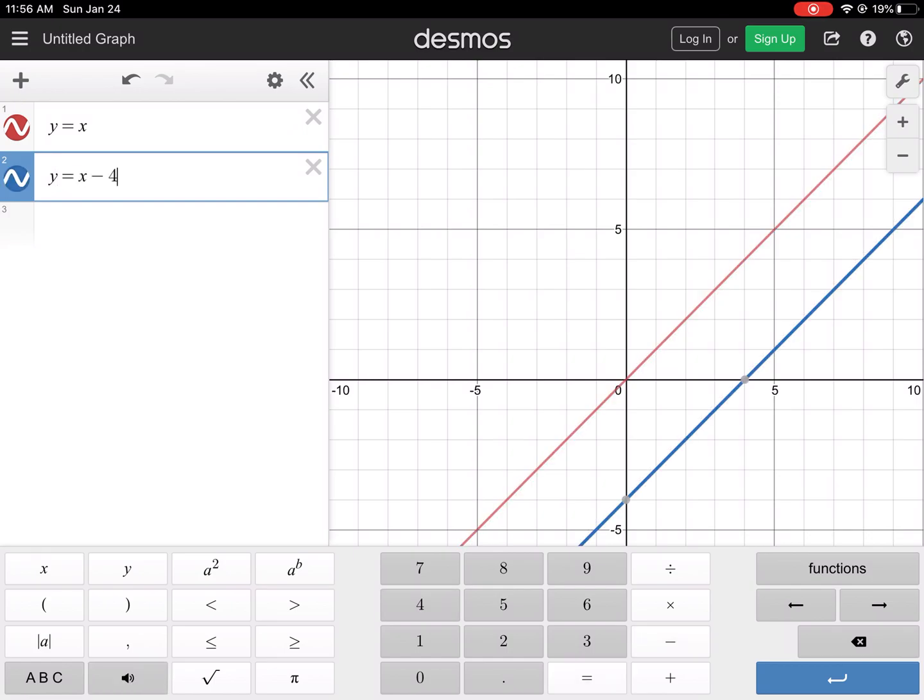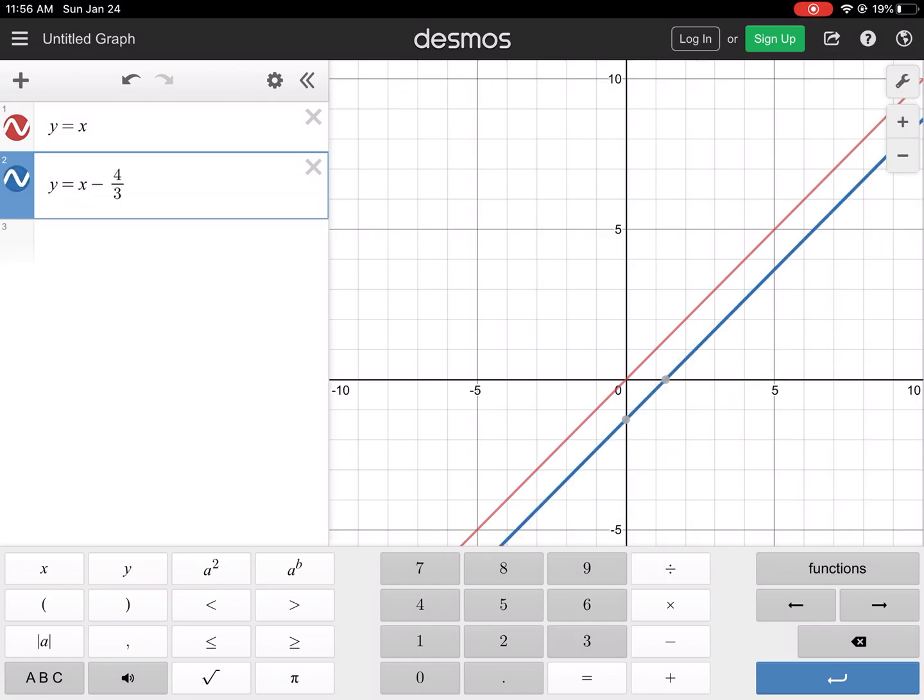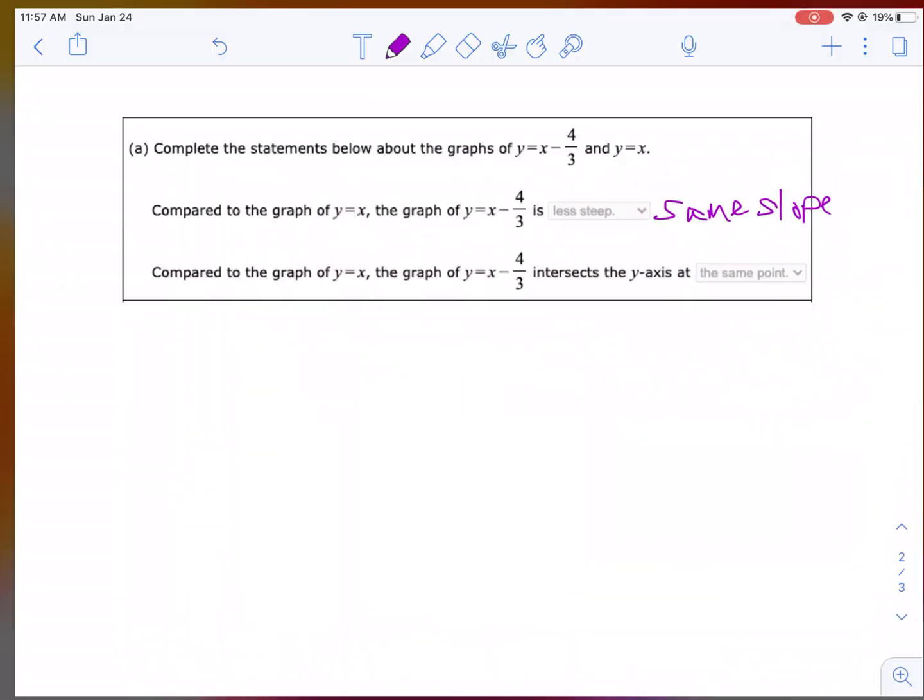And then we'll do y equals x minus 4/3. Notice these two lines are parallel. So they have the same slope.